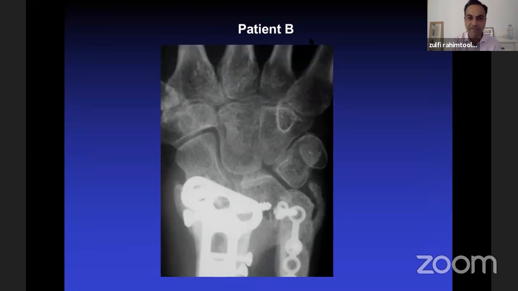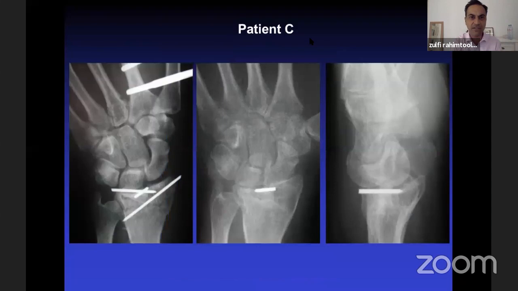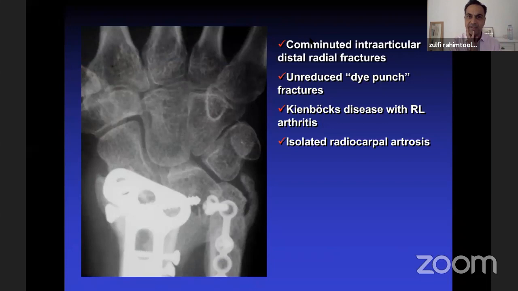This patient, unfortunately, was, I would say, maltreated, but they tried their best. The distal radial fracture pattern here, as you can see. And another patient C was treated with an external fixation and multiple K wires. What all these patients have in common is that they are all highly difficult fractures to treat, in my opinion. They're very comminuted intra-articular distal radial fractures. This could be die punch type of fractures. You could extend this to Kienbock's type of disease of the lunate with ongoing arthritic changes, simply leading to isolated radiocarpal arthritis.